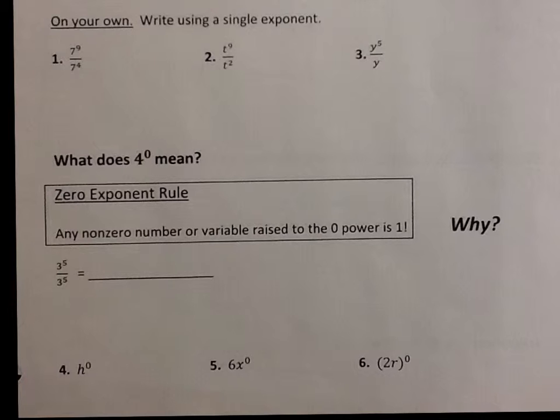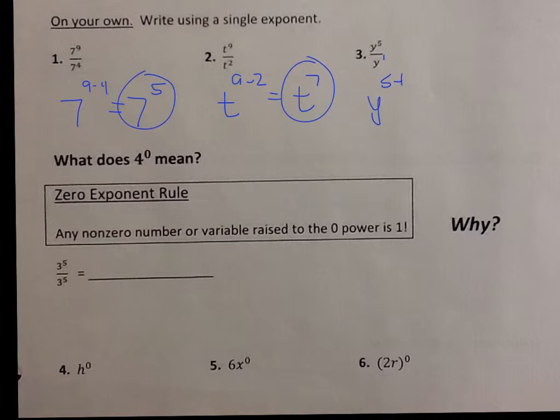Alright, now that you've tried them, 7 to the 9th over 7 to the 4th becomes 7 to the 9 minus 4, which is 7 to the 5th. t to the 9th over t to the 2nd becomes t to the 9 minus 2, which is t to the 7th. The last one was a little bit trickier. Now in the denominator, the exponent on that y is a 1. So now that y has a 1, we're going to do y to the 5th minus 1, which is y to the 4th power.